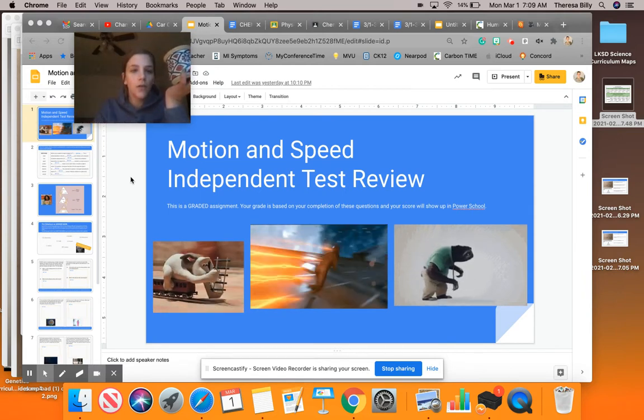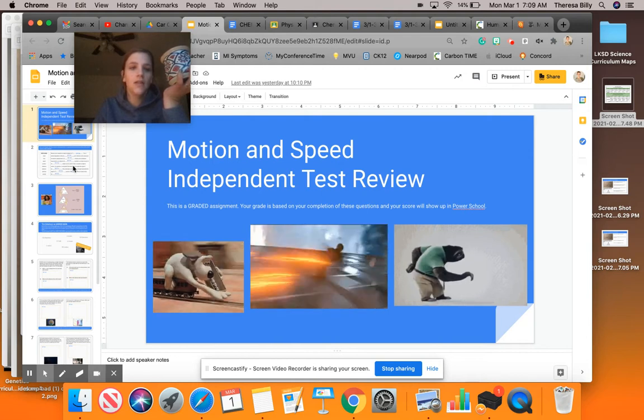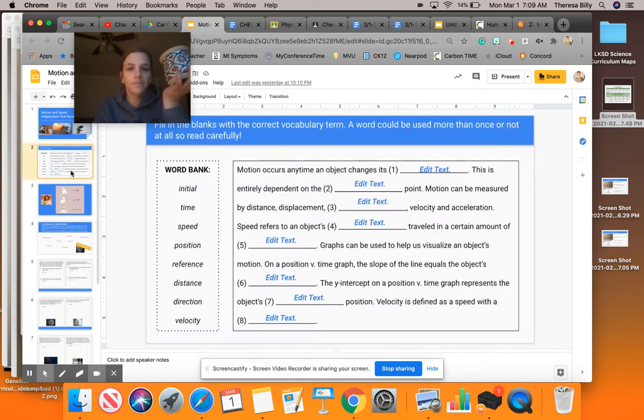So here's how it works. On slide 2, it's some fill in the blank. There's a word bank to the left here. I want to note that the directions say a word could be used more than once or not at all. So you have to be very careful when you're reading through this paragraph and filling in the blanks.